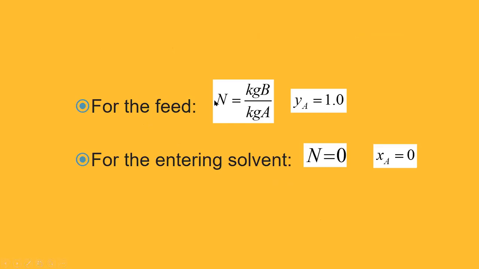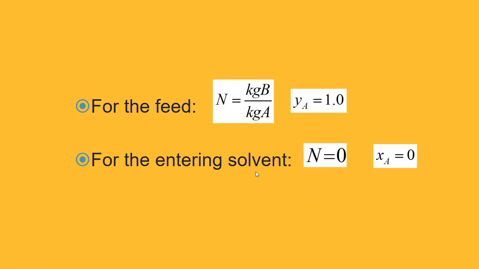Now, for the feed, your feed will have an N equal to kilograms of B, that's your inert insoluble solid B, over your solute A. Most of the time, our feed does not contain the solvent itself. It's ironic if it will contain the solvent itself. So it's only A present. That is why your N for the feed is simply kilogram B over kilogram A. It follows then that the concentration of your feed would be YA equal to 1. And that is kilogram of A over kilogram of A, which is 1.